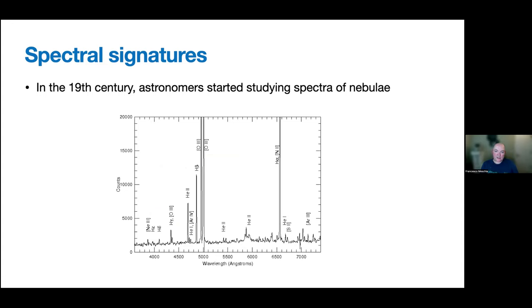When astronomers started studying the spectra of nebulae in the 19th century, and back then anything that was not a star was called a nebula, they didn't have the perception of the difference between what we now call a galactic nebula and a different galaxy, like Andromeda, which used to be called the Andromeda Nebula until 1920. So they found that some nebulae had a spectrum that resembled a star spectrum, with a continuous distribution of photons in various wavelengths, but other nebulae were radically different.